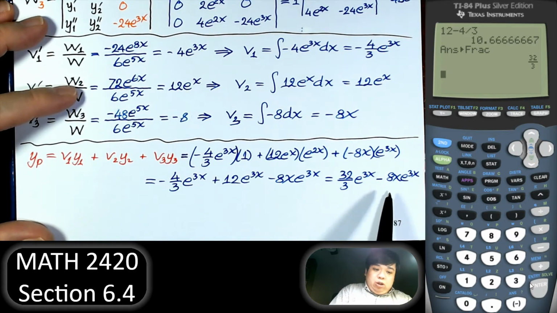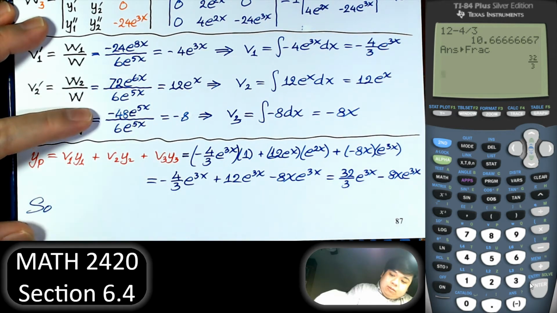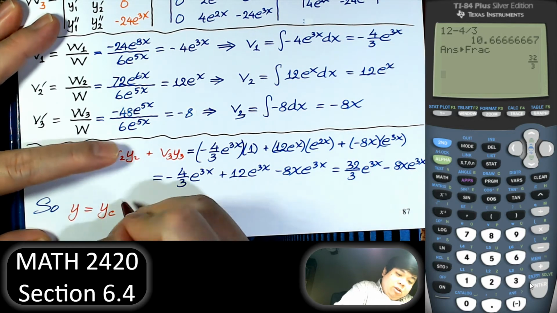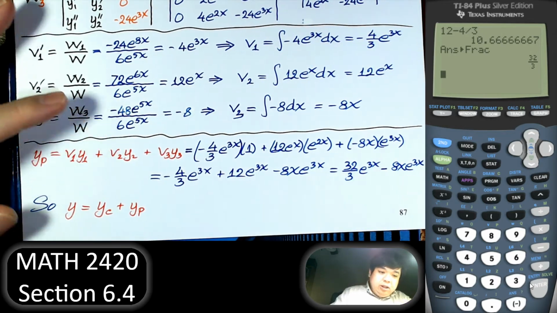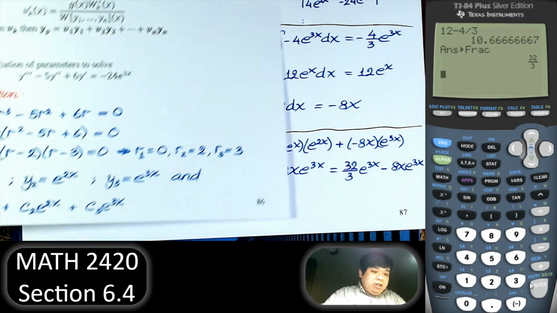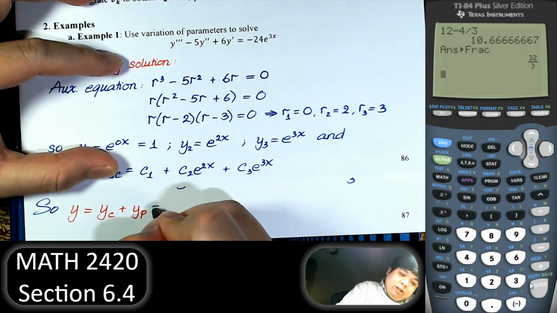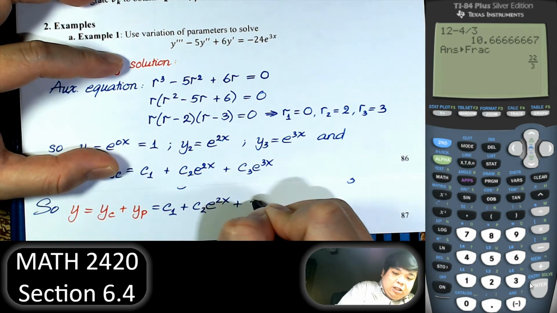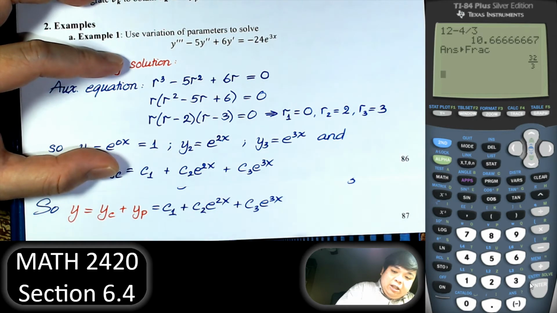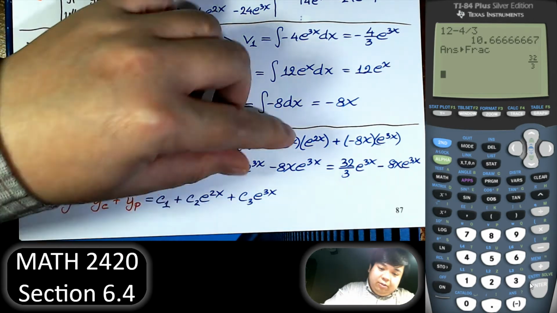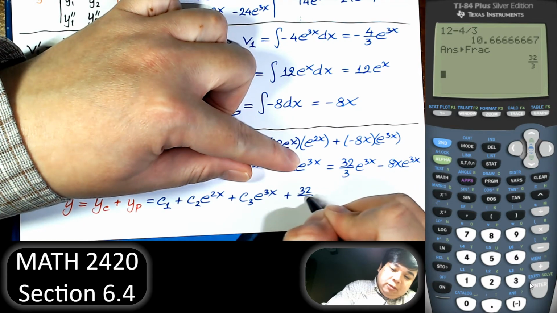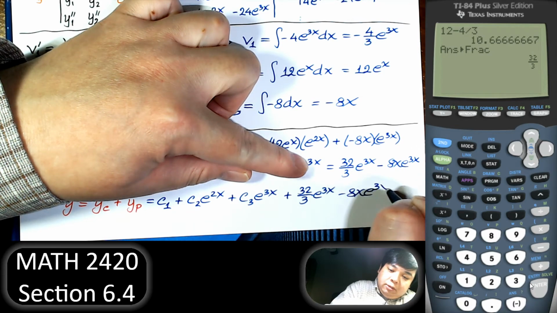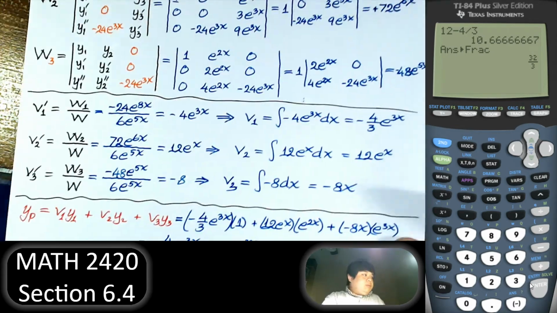So we have the particular solution. Finally, we have the solution, complementary solution plus particular solution. From the previous page, complementary solution C1, C2 e to the 2x, C3 e to the 3x, and particular solution. Right.